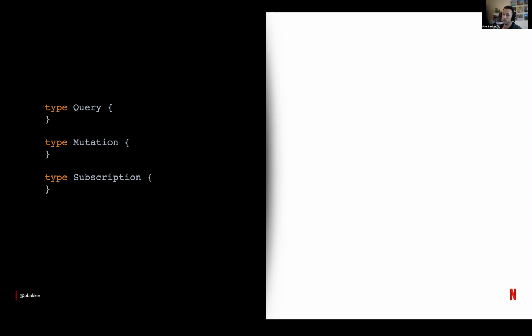Mutations are about sending data to the server, which is like updating data. And subscriptions are basically a streaming version of queries where you can get live updates. This is often used in combination with something like WebSockets or server-sent events. Today, we're primarily going to look at queries, but implementing a mutation or subscription is pretty much the same if you would be looking at the code.